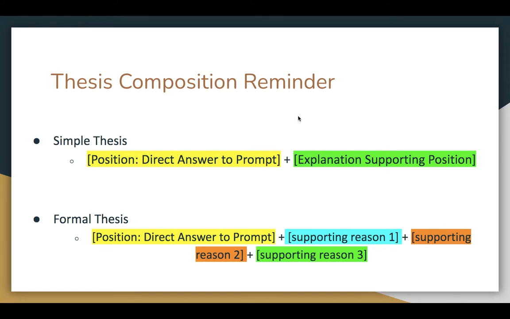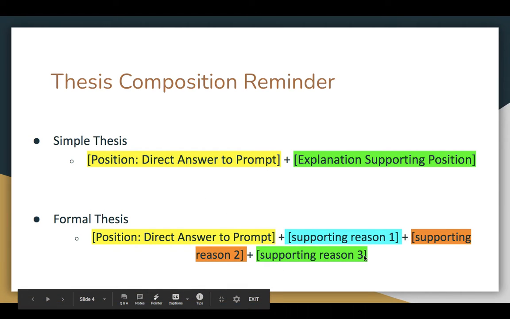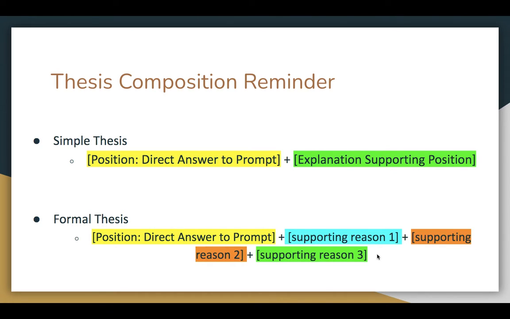So the simple essence of a thesis would be to just have your position and then a quick explanation that supports your position. But like we saw towards the end of the last class, there's also a way to write a much more formal one. And in this much more formal one, you still write your position, which is your direct answer to the prompt. But unlike the simple thesis, in this one you have one, two, three supporting reasons. And a reminder, the purpose of that is to help you create a very strong argument.